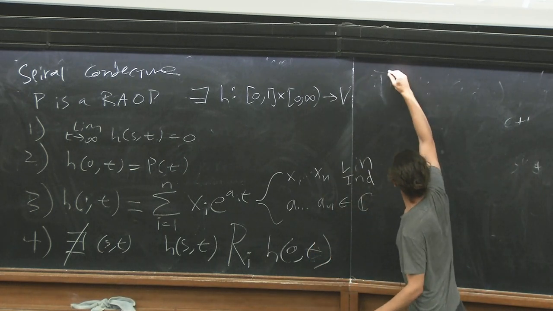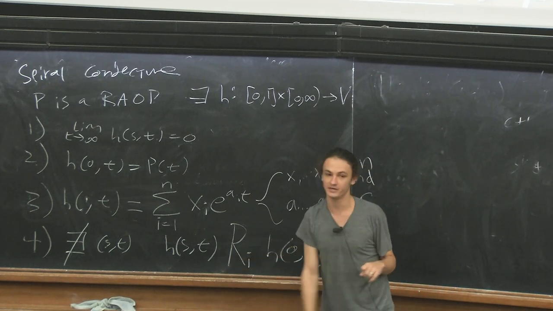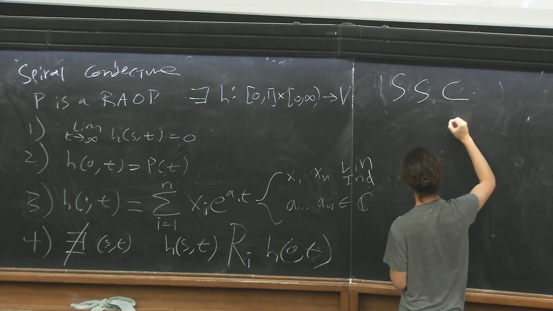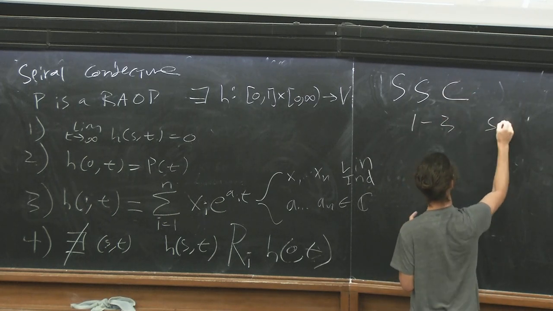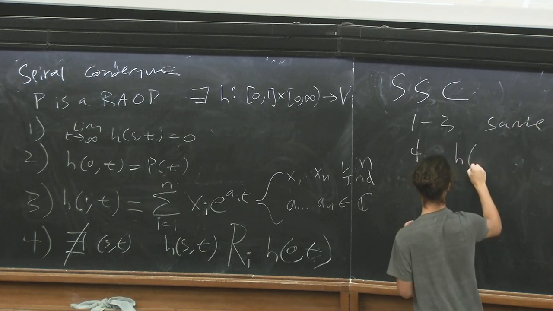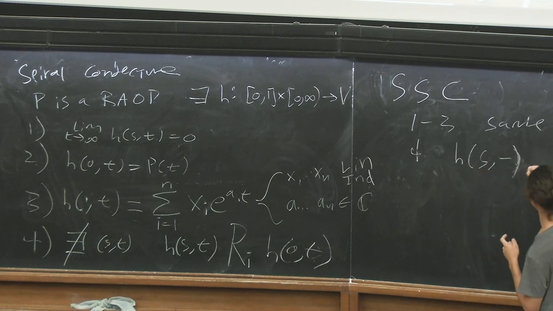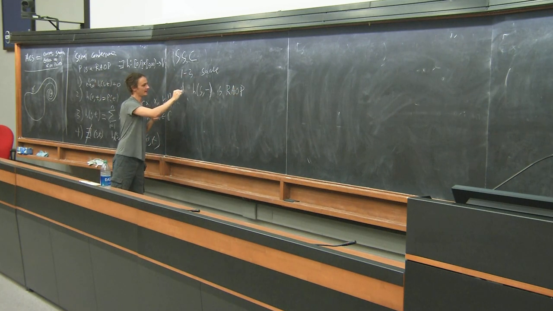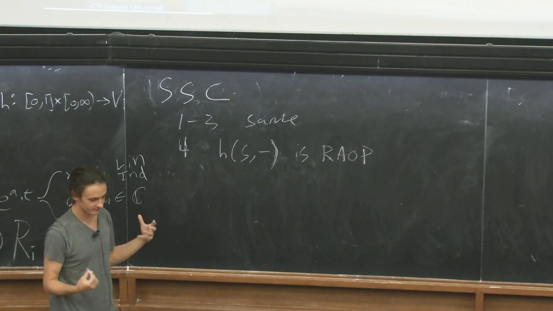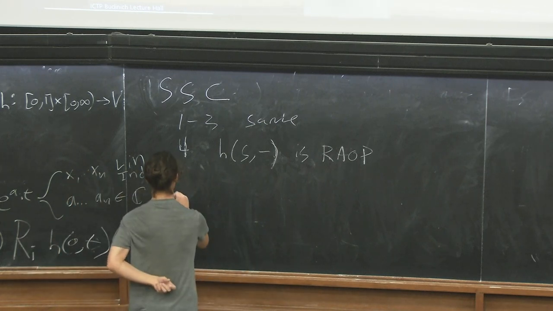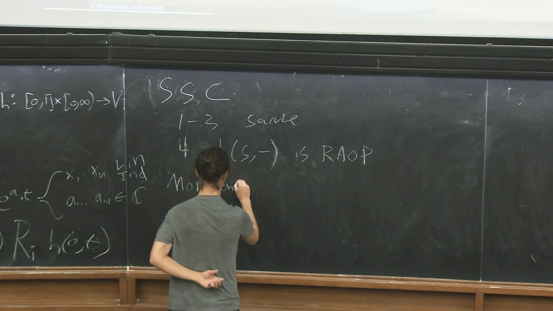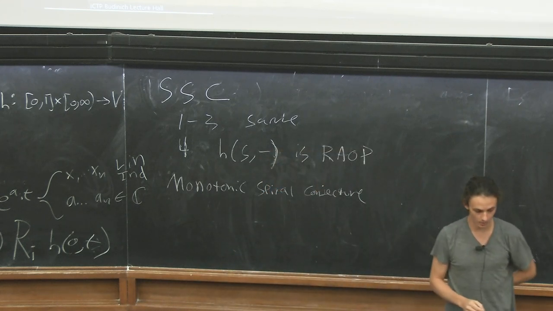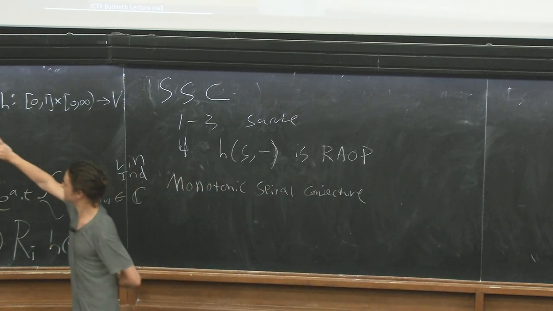So I have slightly stronger versions of this conjecture as well. You'll notice that it doesn't actually have to be a relation avoiding origin path for all time. So the strong spiral conjecture is the statement where 1 through 3 is the same, and 4 is that H(s,·) at each s is a relation avoiding origin path. Right, so this is the strong spiral conjecture. And this, in turn, is implied by an even stronger version, which is what I believe to be the real fact underlying all of this, which is what I call the monotonic spiral conjecture. Now, I should mention I have not proven the strong or monotonic spiral conjectures, even in the one-dimensional case. All we have shown is the spiral conjecture in one dimension.